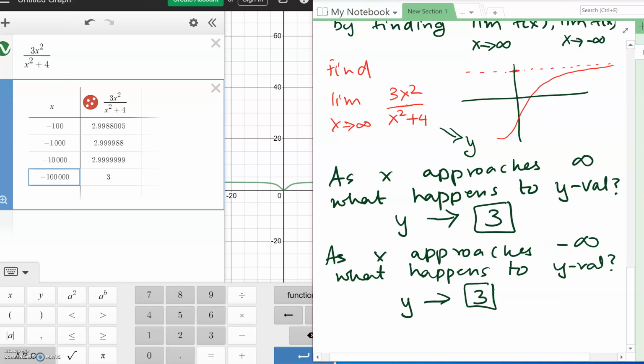So if there exists a finite limit, then there is a horizontal asymptote. The horizontal asymptote is going to be the line y equal to 3.